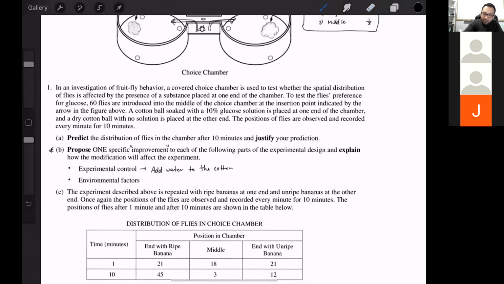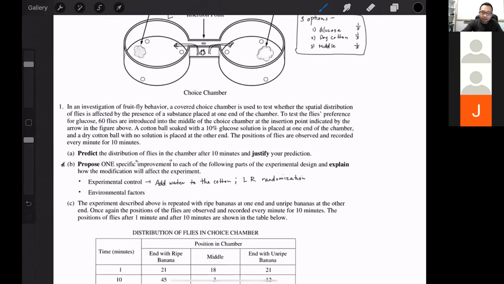So maybe right here, even though you're only supposed to identify one, another possible condition would be something like left-right randomization, to such an extent that we can isolate for that glucose even better. Okay, so those are the two that come to my mind right now in terms of experimental variables. There's another one that you could, oh yeah, I just thought of another one.